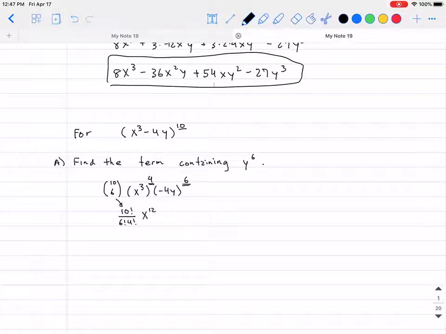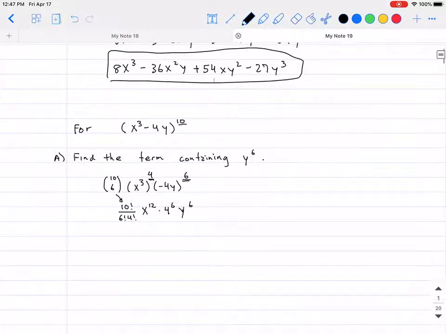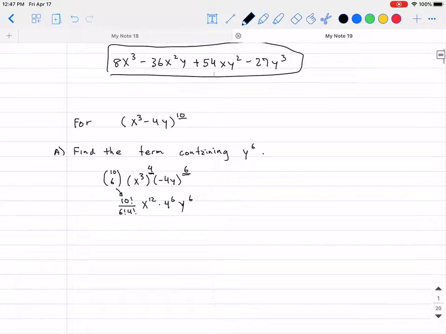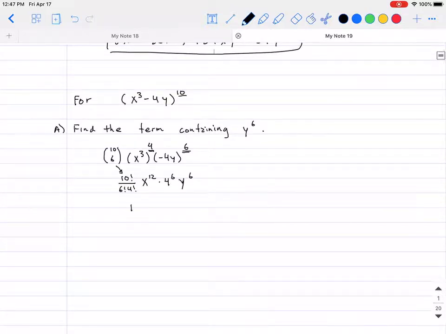Okay, x raised to the 12th power, because we multiply the exponents. And then we also have 4 to the 6th power, because the negative is gone since you have an even exponent. And we have y to the 6th then. So in the final form that a lot of people probably want to put this in, it'll be 10 factorial over 6 factorial 4 factorial times 4 to the 6th times x to the 12th, y to the 6th.